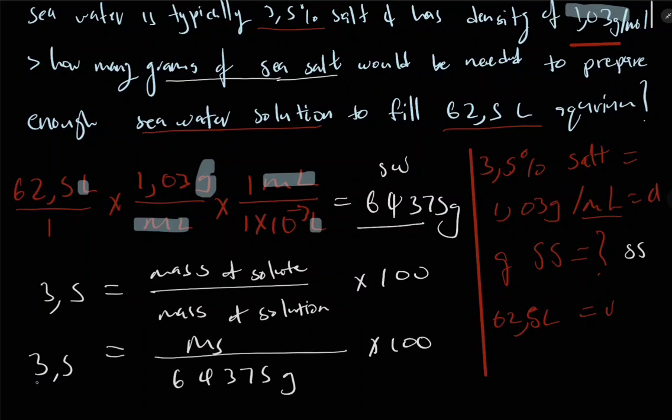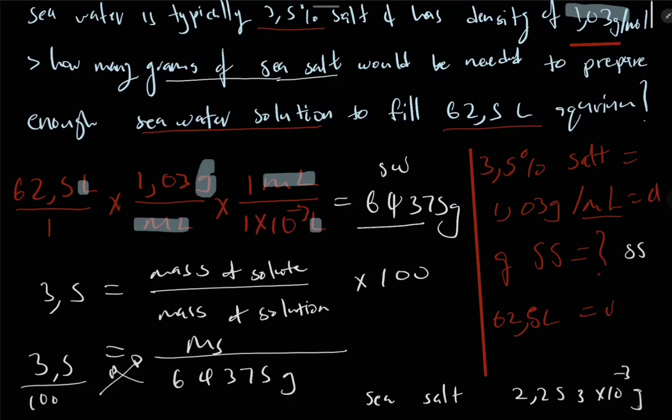You just divide both sides by 100, and the 100 disappears, and now you cross multiply. After cross multiplying, you get the mass of the solute, and your answer for sea salt, if you worked it out well, is 2.253 times 10 to the power 3, and that should be in grams. So we just solved the mystery, and then you got your marks.